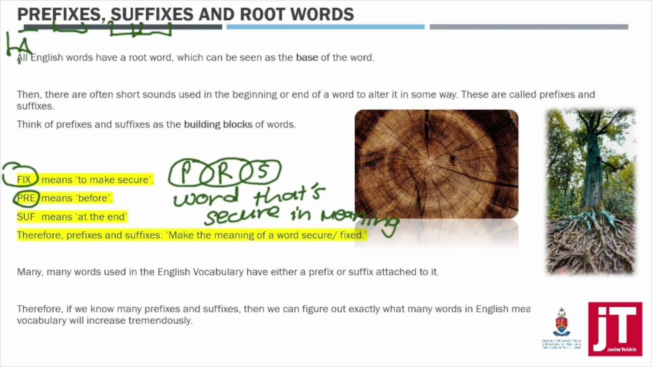Okay. All English words have a root word which can be seen as the base of the word. Then there are often short sounds used in the beginning or end of a word, okay, to alter it in some way. These are called prefixes and suffixes. Think of prefixes and suffixes as the building blocks of words. Right. So, okay, here is the root word.